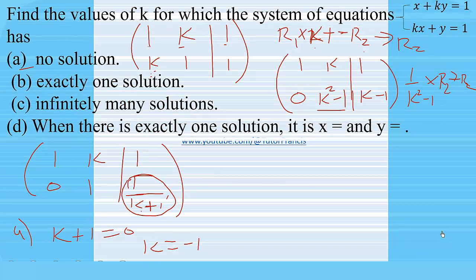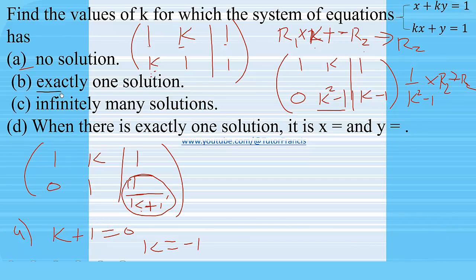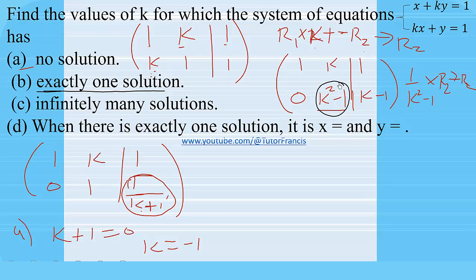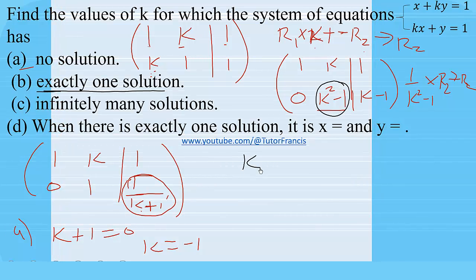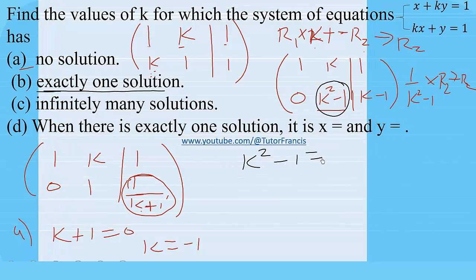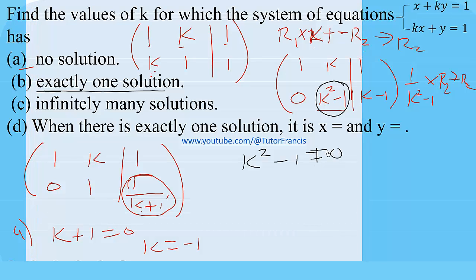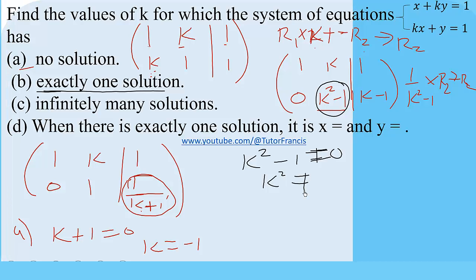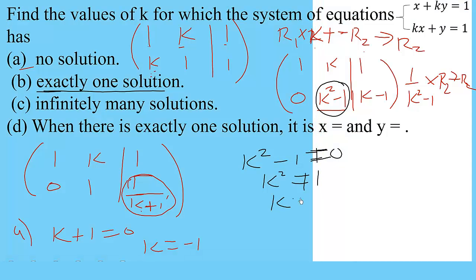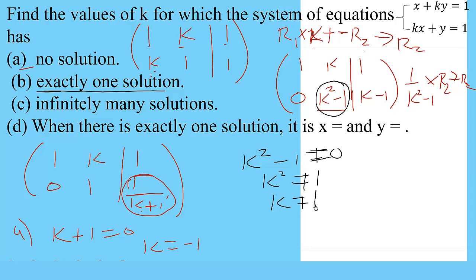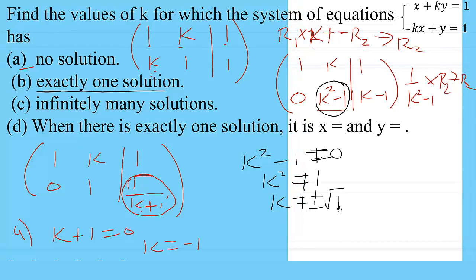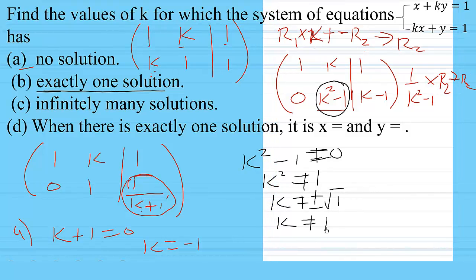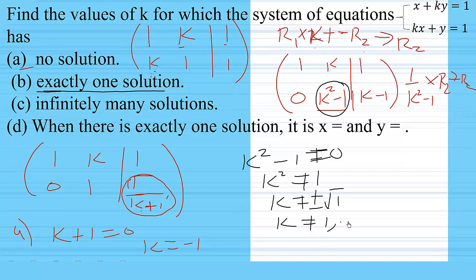Now, for this system to have a unique solution, exactly one solution, this must never be equal to 0. So k squared minus 1 is not equal to 0. So it means k squared is not equal to 1. So k is not equal to plus or minus square root of 1. k is not equal to 1 or negative 1.